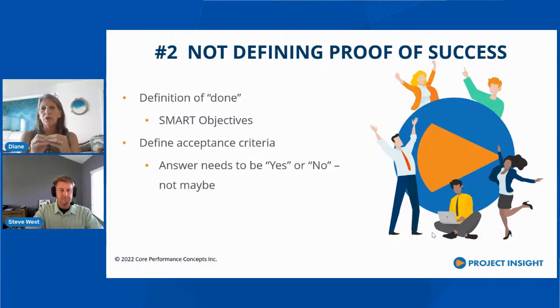We could try to be focused on being under budget, or we can focus on having high quality. You probably can't do both at the same time. So your objectives are the same kind of thing. We want to make sure they're very specific, very measurable, yes, no answers, and not maybe, and makes it very clear.